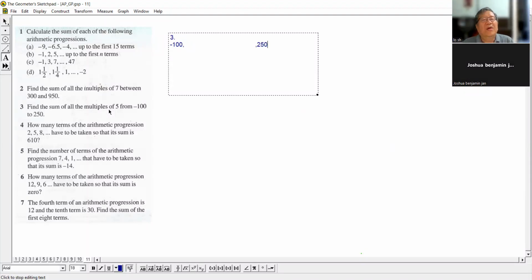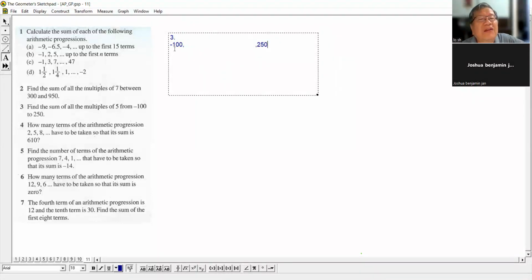Okay, so the sum of all multiples from negative 100 to 250. I ask you, is negative 100 divisible by 5? Can divide by 5 means that when you divide, the answer is a whole number. If the answer is not a whole number, then that number is not a multiple of 5.